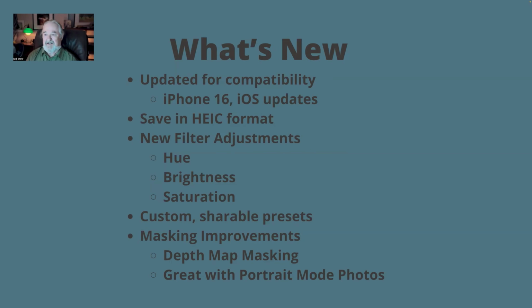HEIC format is simply a contemporary format that's more efficient than a JPEG file. It has more data in it, which is helpful when we go to process, but it's also a smaller size file, so it takes up less space in our storage. I love this format. When I'm not shooting raw or saving in raw, I will use HEIC, and now we can do that from this app.